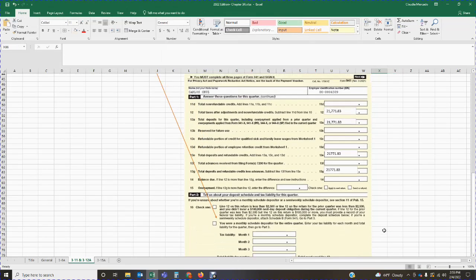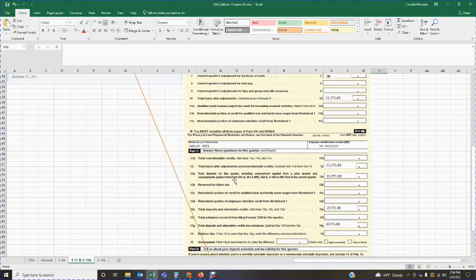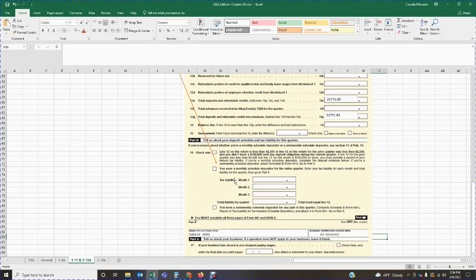Okay. So this is a breakdown by month. July, August, and September. And this is the tax liability for the quarter. Okay. So now we need to figure that out. So we are given those numbers. So we're going to plug those numbers into month 1, month 2, and month 3. Okay. So this is Part 2 right there.